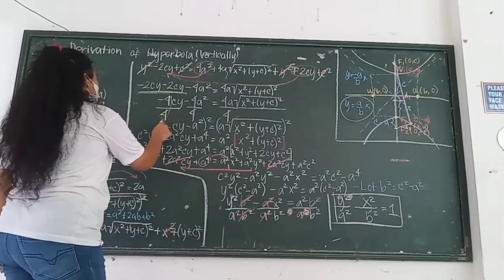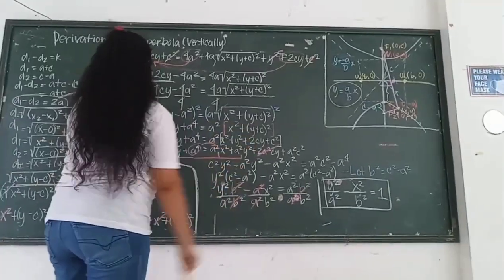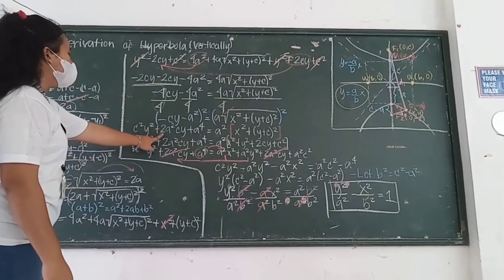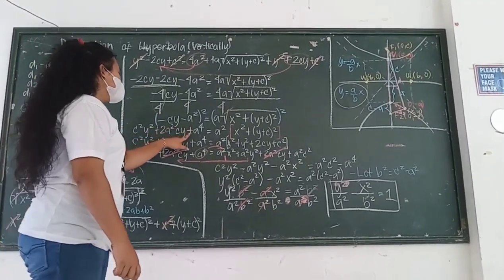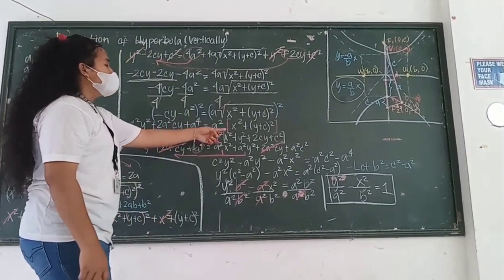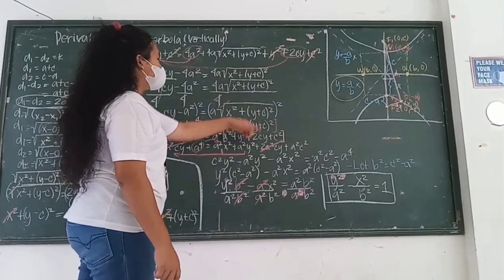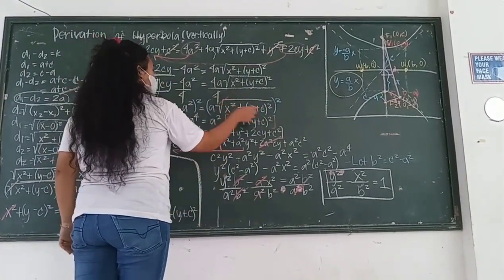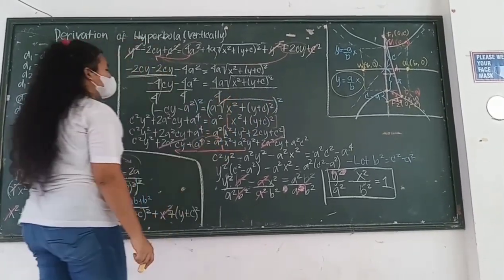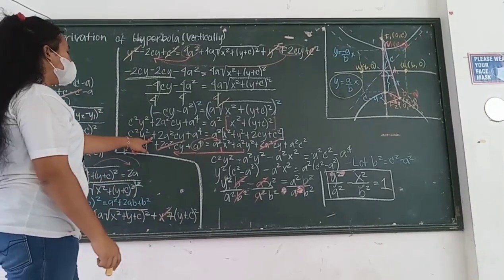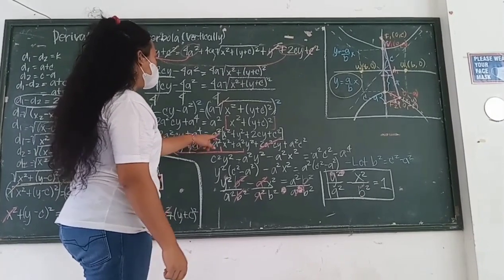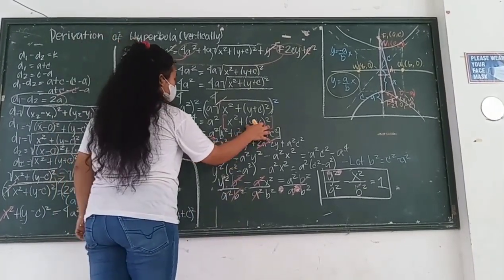So we're going to square both sides, and that will be c squared y squared plus 2a squared cy plus a to the 4th power is equal to a squared times x squared plus y plus c squared. Because we squared this one, the radical will be cancelled out. So c squared y squared plus 2a squared cy plus a to the 4th is equal to a squared, and I have expanded this form.